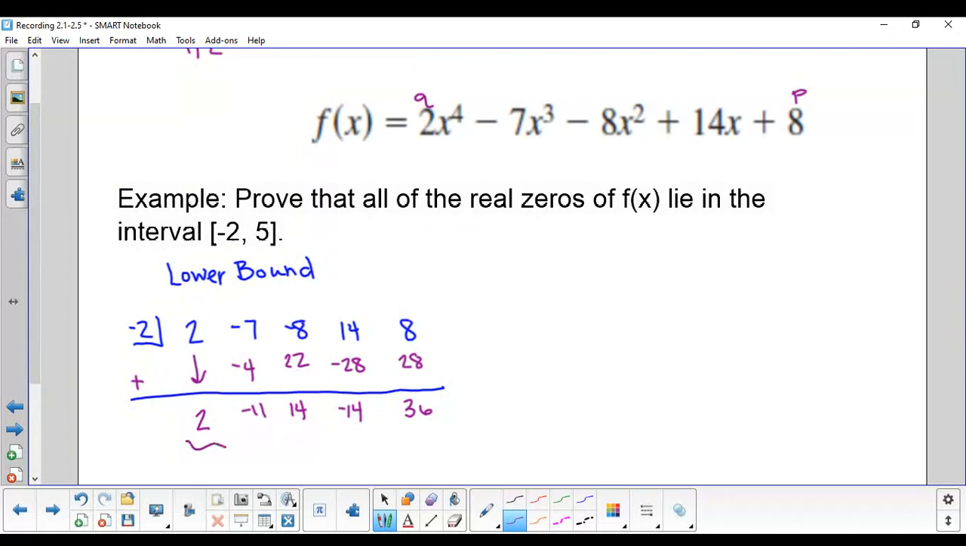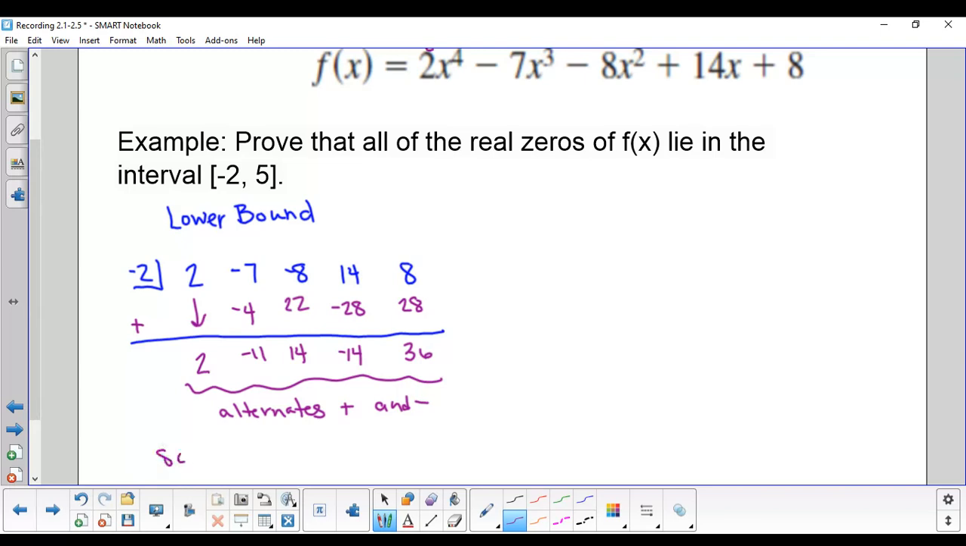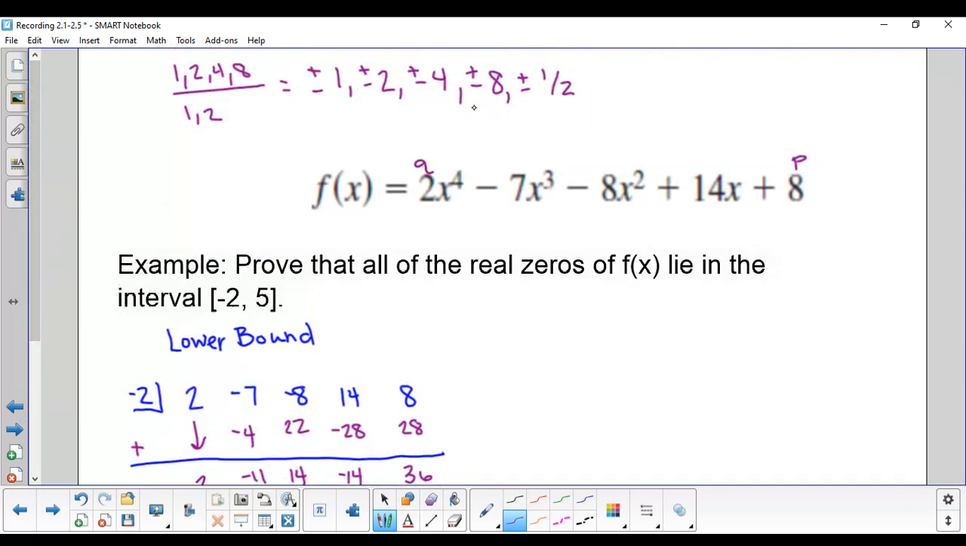Notice that this last line is alternating. So it alternates positive and negative. So therefore, I can state that -2 is a lower bound. Now you might say, well, Ms. Vernon, great, it's a lower bound. What does that mean? Well, what it means is I would not have to test -4 or -8 because I know that those are not going to be zeros because they're smaller than -2. So it's a way to eliminate having to test more values.